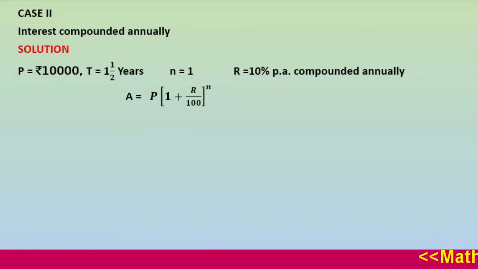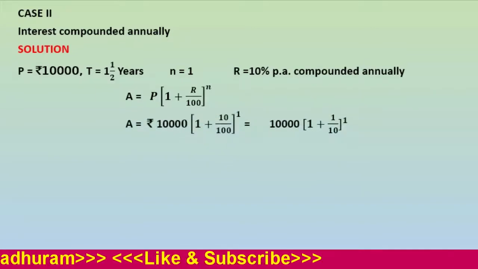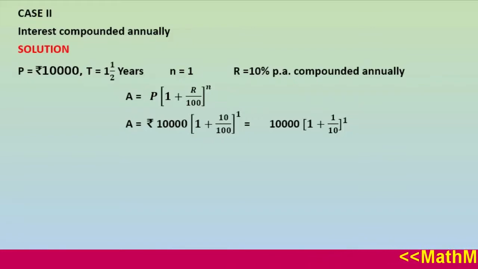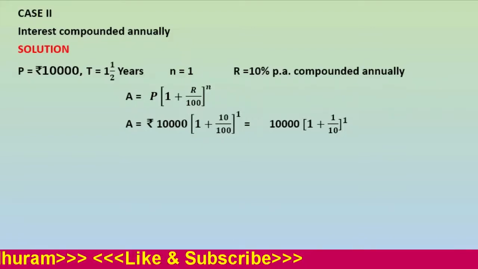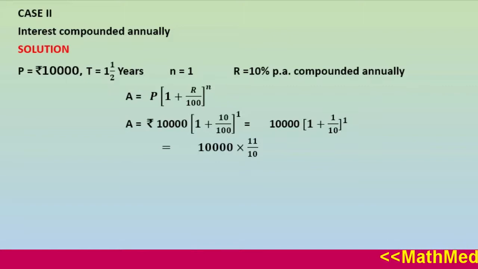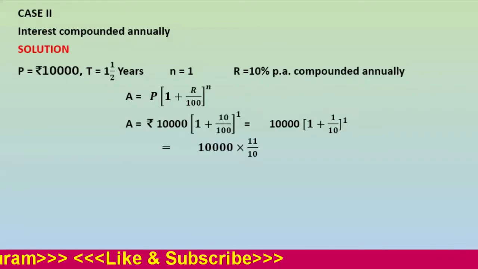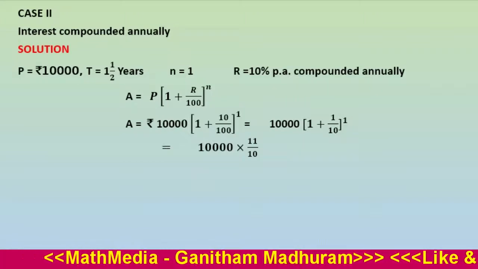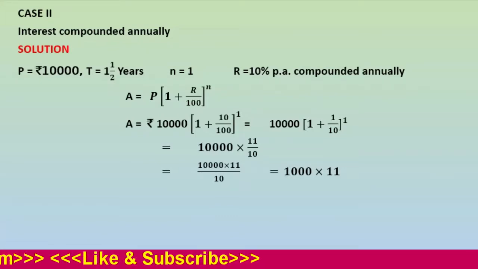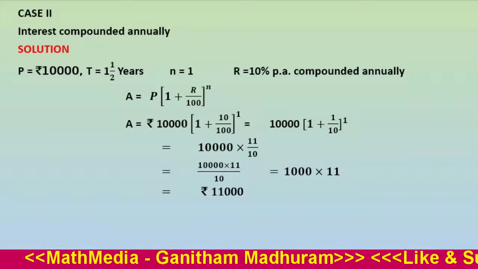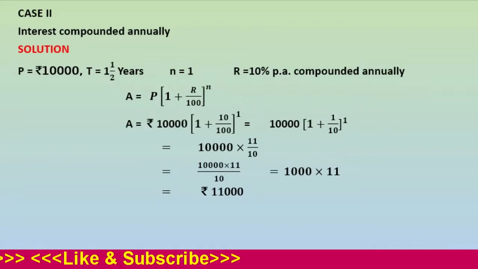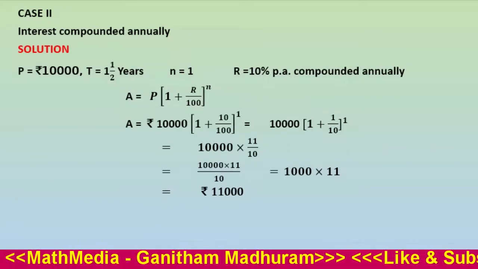While substituting the values we get 10,000 into 1 plus 10 upon 100 raised to 1. 10 and 100 can be cancelled. We get 1 upon 10. So 10,000 into 1 plus 1 upon 10 raised to 1. While solving the bracket we get 11 upon 10. That means 10,000 into 11 upon 10. Dividing the numerator and denominator by 10 we get 1,000 into 11 upon 1. That means 11,000. So the compound amount for 1 year, if it is calculated annually, is rupees 11,000.